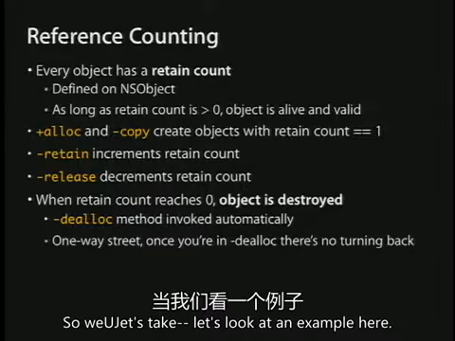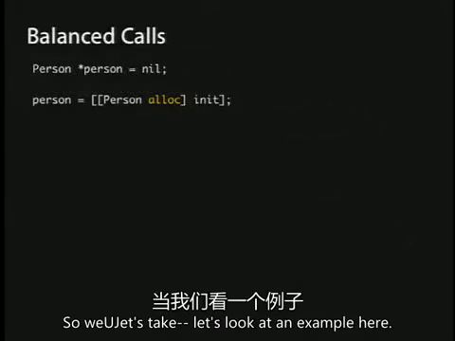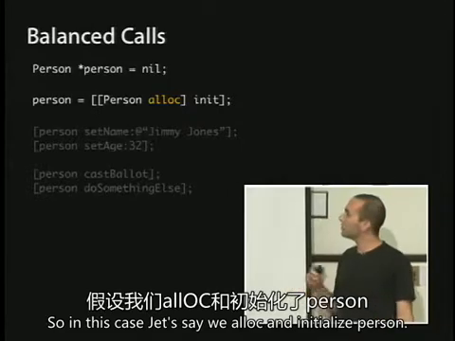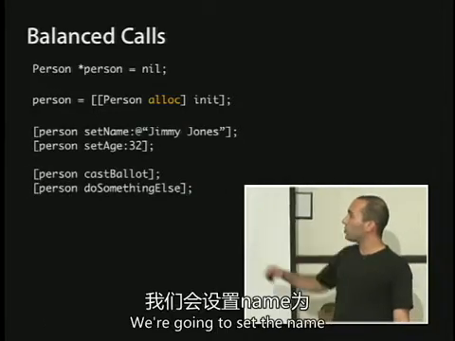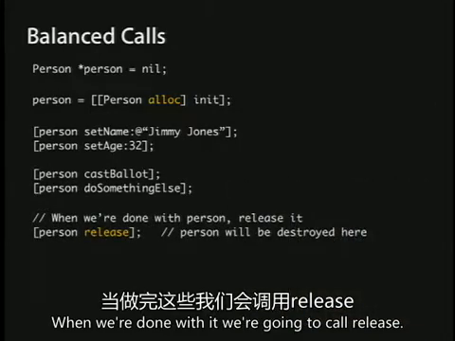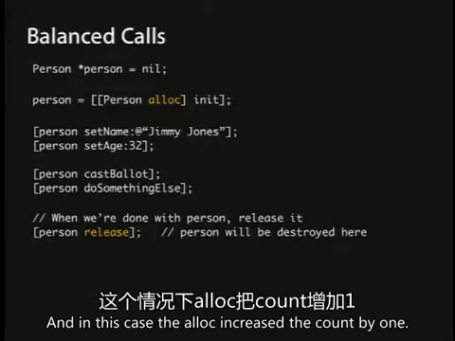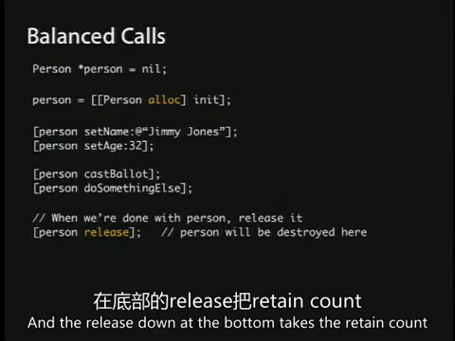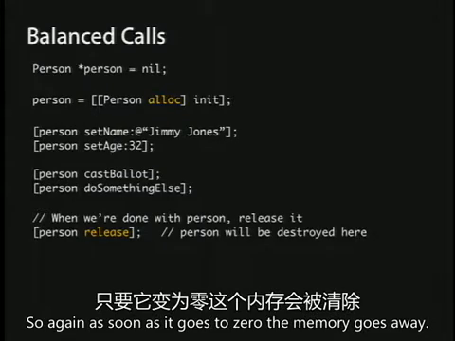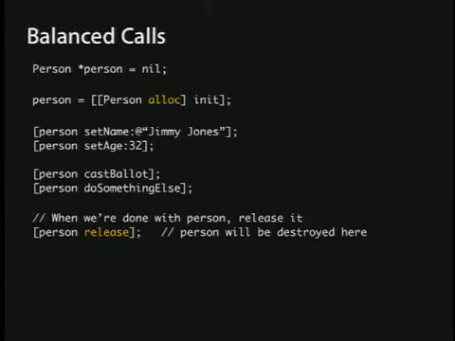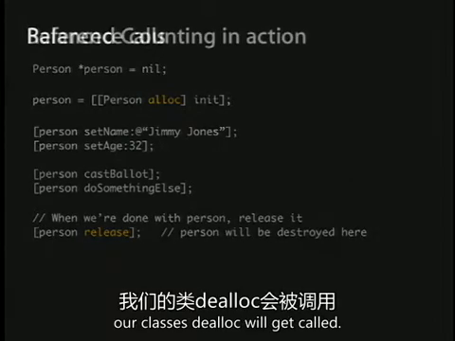So let's look at an example here. Let's say we alloc and initialize person. We're going to set the name to Jimmy Jones, et cetera. When we're done with it, we're going to call release. In this case, the alloc increased the count by 1. It created an object with a count of 1. And the release down at the bottom takes the retain count down to 0. So again, as soon as it goes to 0, the memory goes away, so our class's dealloc will get called. And I'll show you that in a sec.